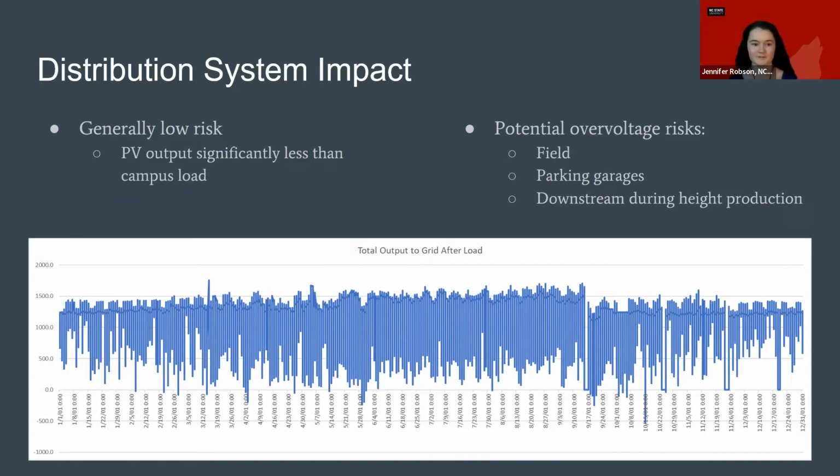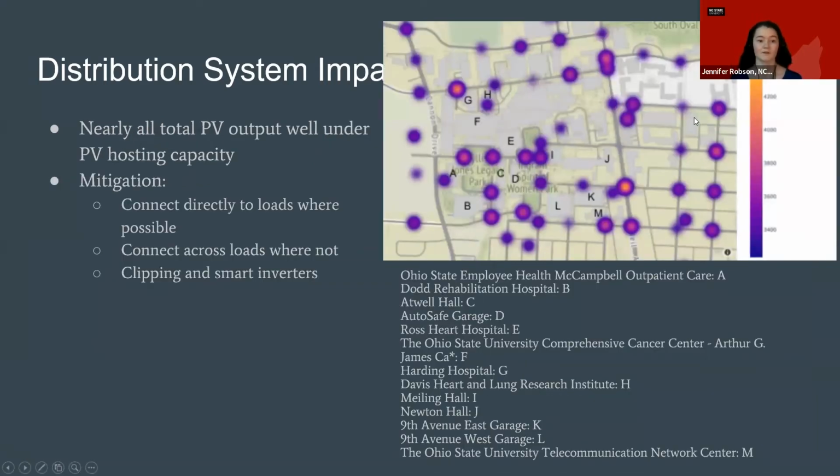Next slide. With regard to the distribution system, our system does not produce enough output to pose a generally high risk. Most of the output is significantly less than the given PV capacity at any given terminal on the campus. However, the potential overvoltage risks consist of where the panels are connected directly to the distribution system, such as at the field and parking garages, and downstream of high production. As mentioned, nearly all of the PV output is well under the PV hosting capacity of the campus, and at very few times is the PV output ever greater than the total campus load.